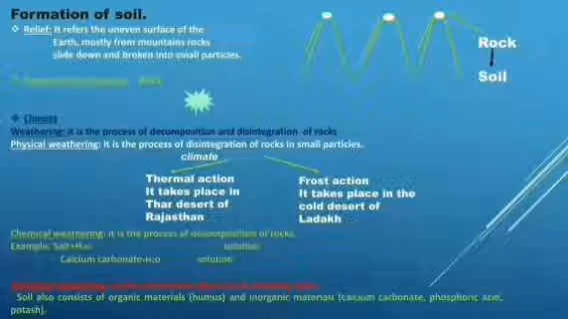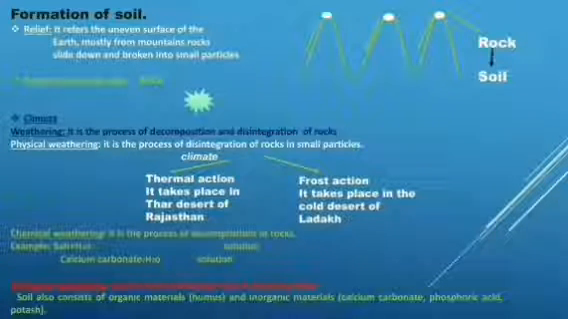This process is known as frost action. It means when water is converted into ice, this ice plays an important role in converting the rock into sand particles. Now, in India, there are two deserts. One is cold desert, which is found in Ladakh. The process there is frost action.